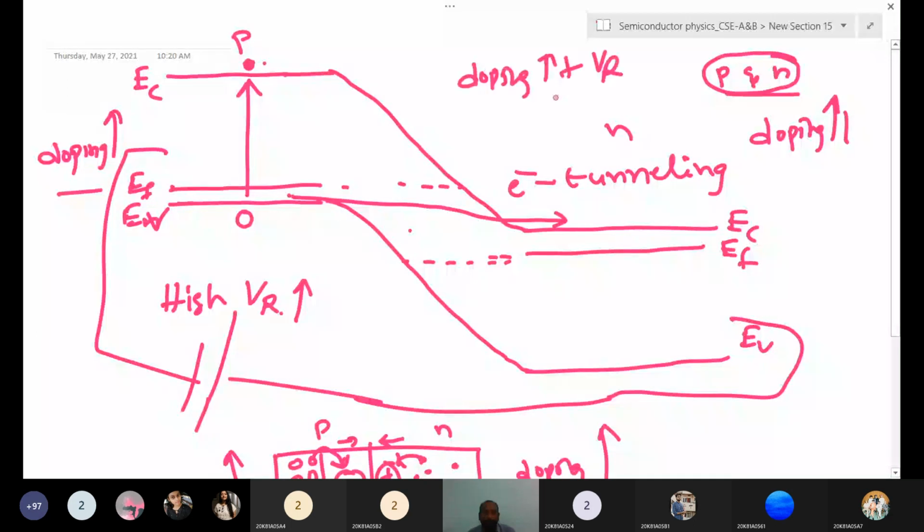If doping is increasing, the depletion width becomes narrow. So whatever electron, see, this is a higher height compared to this height. Suppose here one path is path 1, and here is path 2. I am just taking path 1 and path 2. Can you see path 1 and path 2? I have written them.